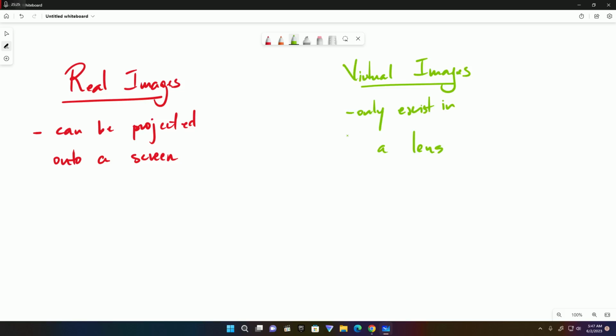Real images can be projected onto a screen, whatever the device. Virtual images, you can't project them. They only exist in the lens. Classic example of virtual images would be, I think, images in a magnifying glass. What you see in the magnifying glass, you can't do anything with it. You observe it, and that's it.